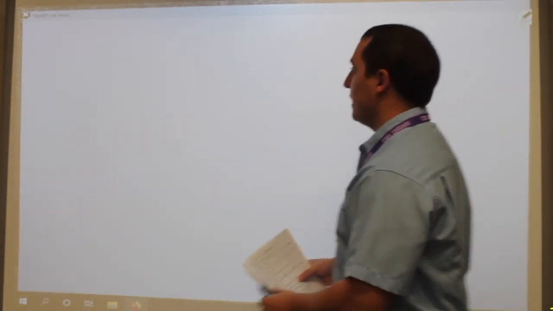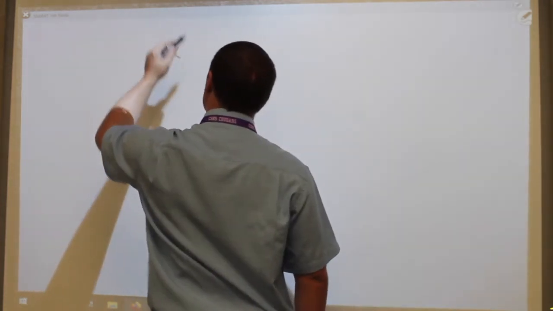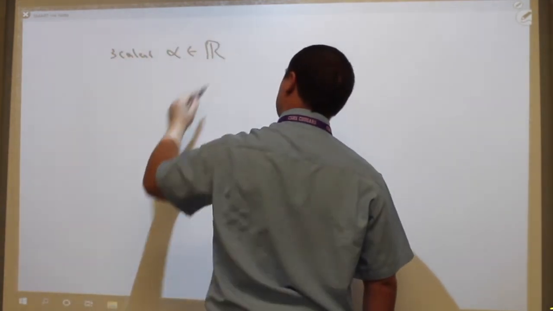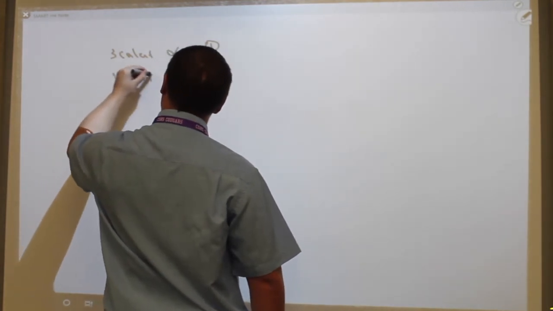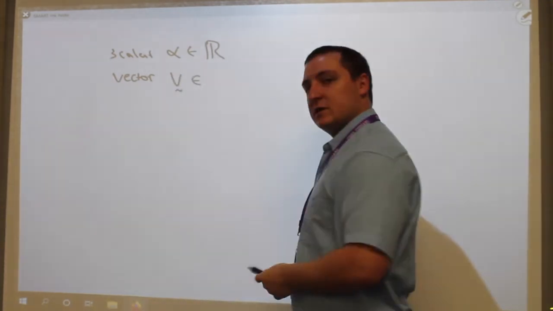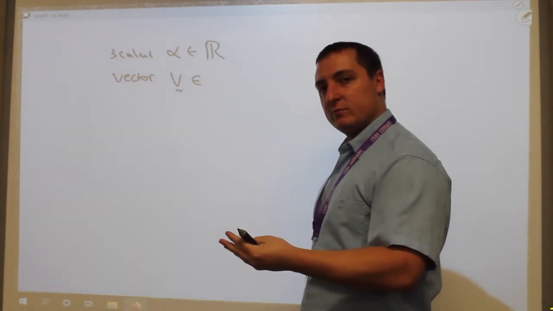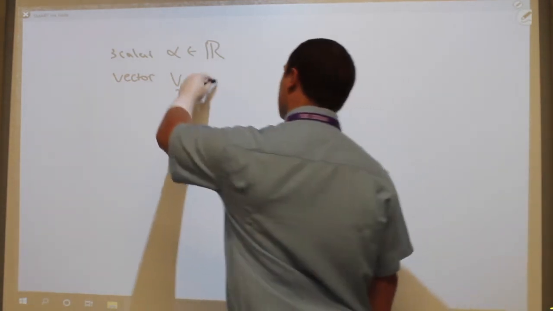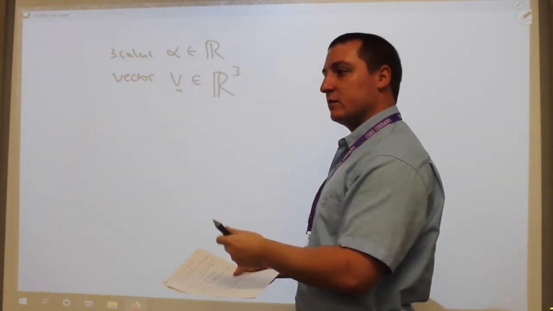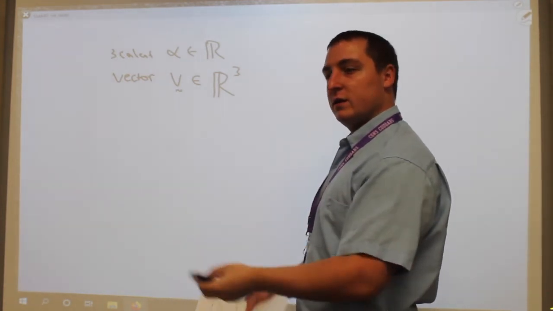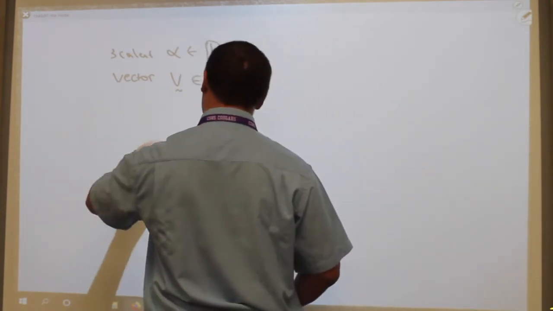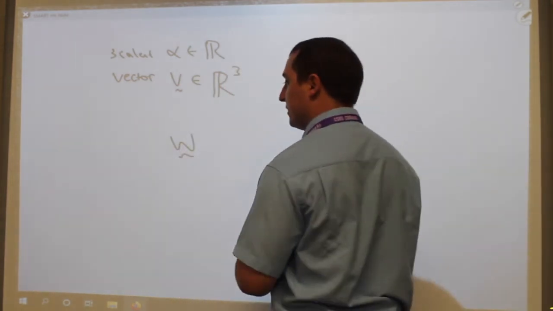Imagine I have some scalar that's just some number, and a vector, let's say v, that is in space. So it has three components. Because it has three components, I need three real numbers in order to specify it. And so I say that this vector is an element of R cubed. So we are now dealing with three-dimensional space. I want to define some vector function that returns me a vector w.